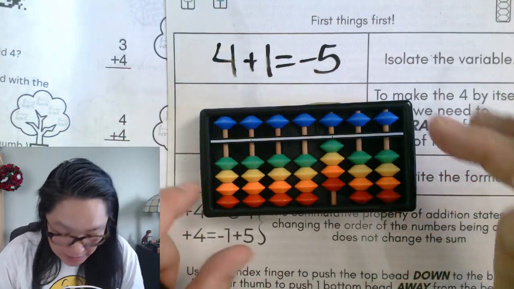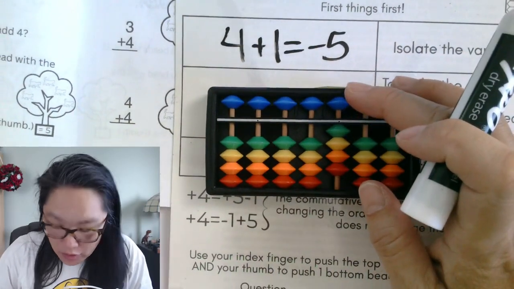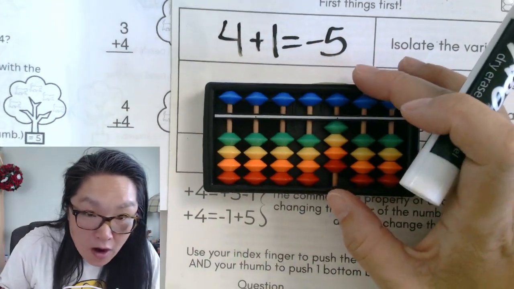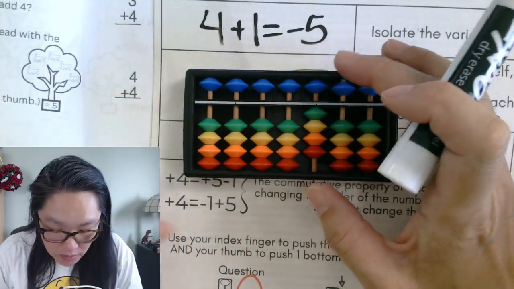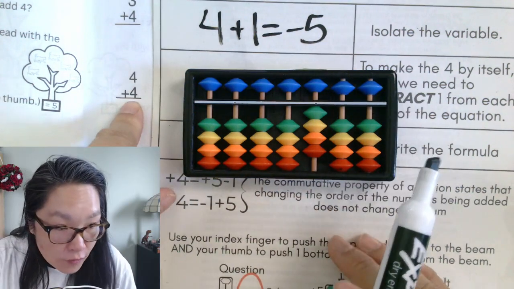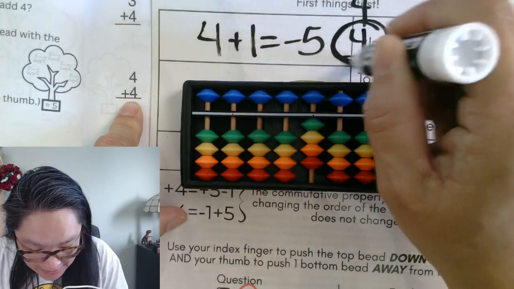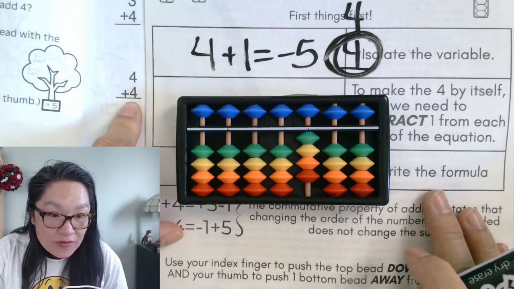Why are we doing it? Because if you notice, we have this 5. Is this just a freeloading 5? No, this is not a freeloading 5. This is a hard-working 5. Why is it hard-working? Because what we're going to do is add 4. We're adding 4 plus 4. We got to figure out how to get this 4.